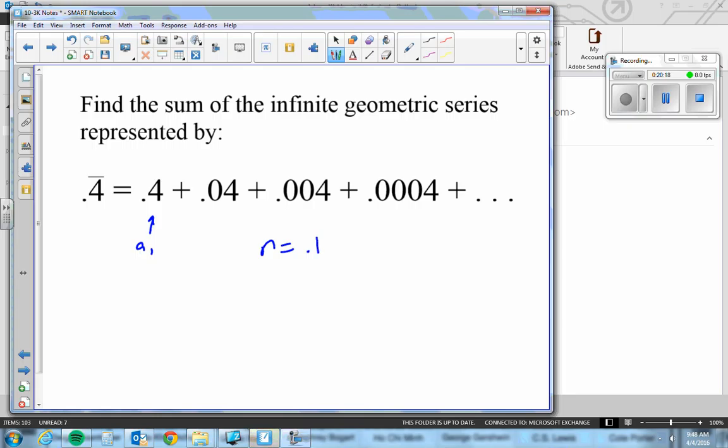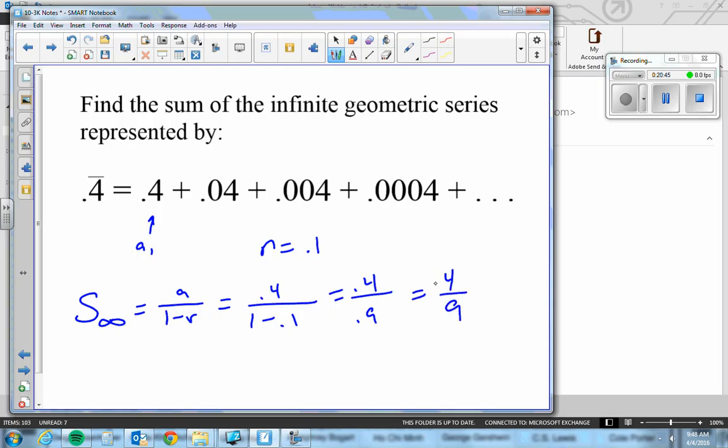Right. 4 tenths times a tenth is 4 hundredths, times a tenth is 4 thousandths, times a tenth is 4 ten-thousandths, and so forth. So it is an infinite geometric series where r is less than 1, so let's use our formula. The first term is 0.4 over 1 minus r, and 1 minus a tenth is 9 tenths. But multiply top and bottom by 10, you get 4 ninths, don't you? There you go. Turns out it's 4 ninths.